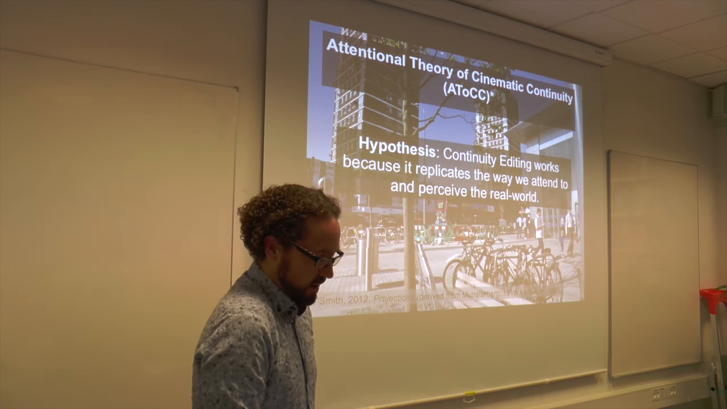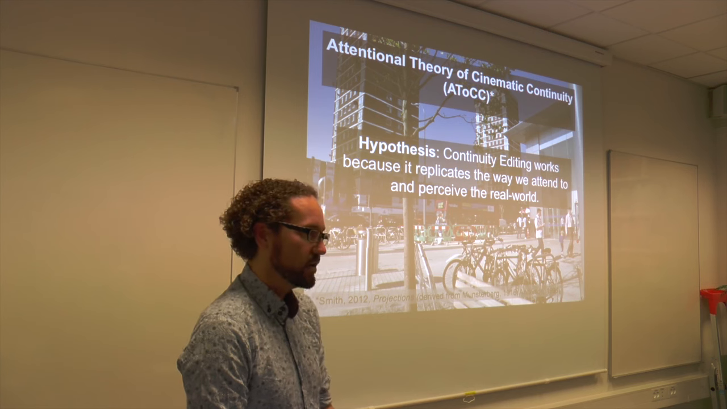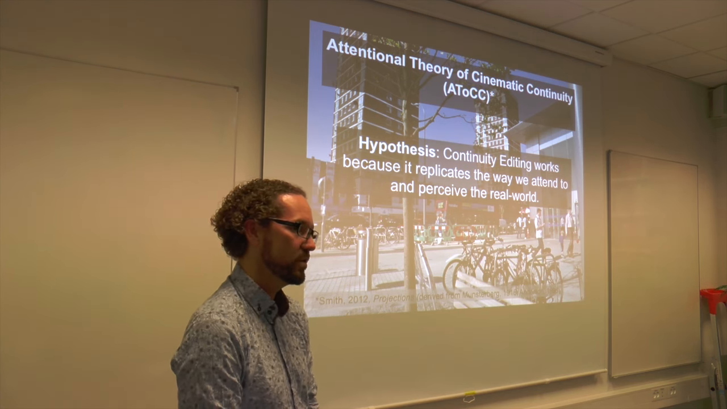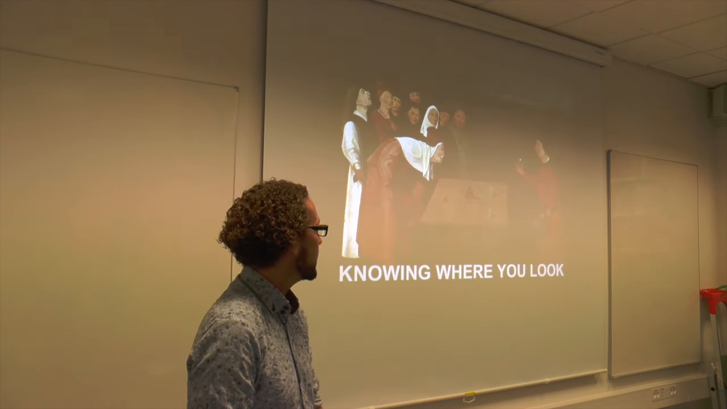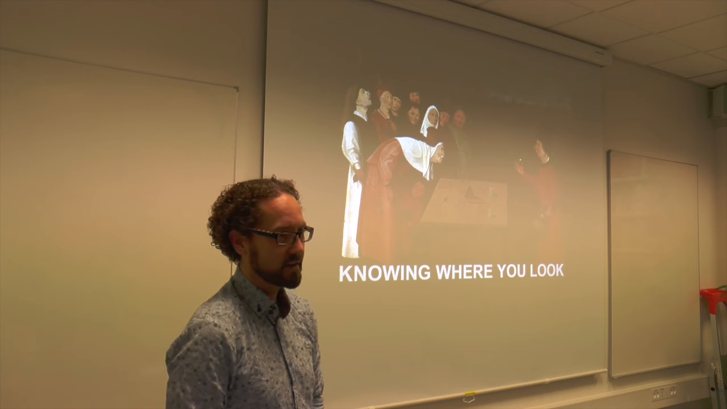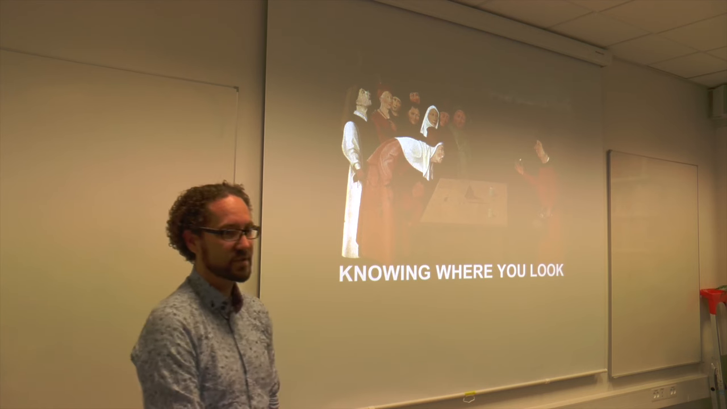So the first question is, filmmakers have to be able to know where you're looking. If they know where you're looking, they can show you that, and they can show you at the time that you would normally look there. So how can they do that? Well, it's not just filmmakers that have this ability. Magicians, tricksters have had this for centuries.